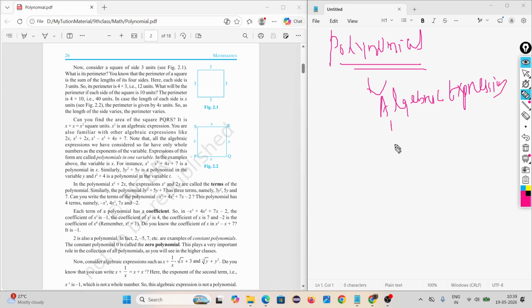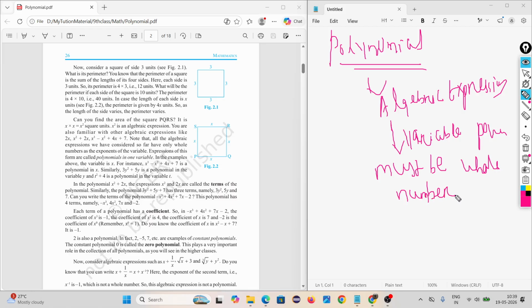But the variable power must be a whole number. Don't say a polynomial is a group of terms. No. A polynomial is an algebraic expression, but its variable power must be a whole number.